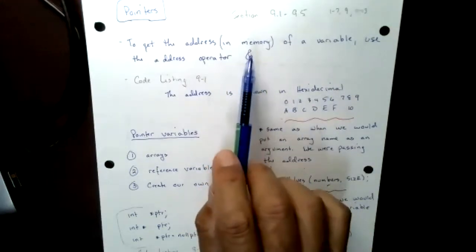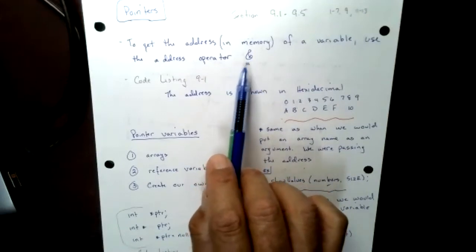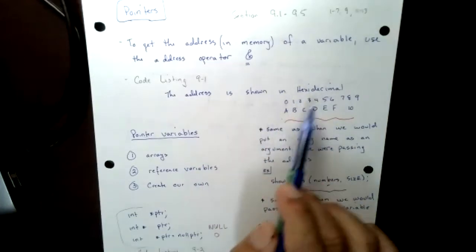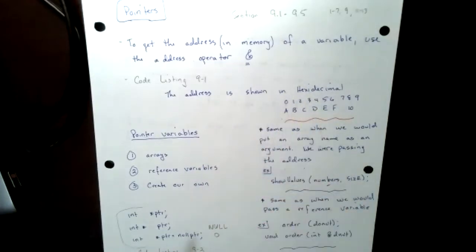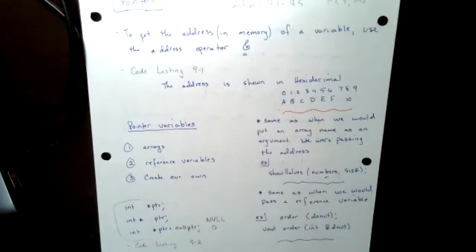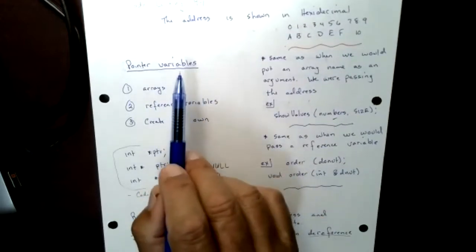So when you see an actual address, it almost means nothing 98% of the time to actually look at the address. But when you look at it, you're going to see it in hexadecimal. So if I want to get the address, I have the address operator. It's the ampersand.